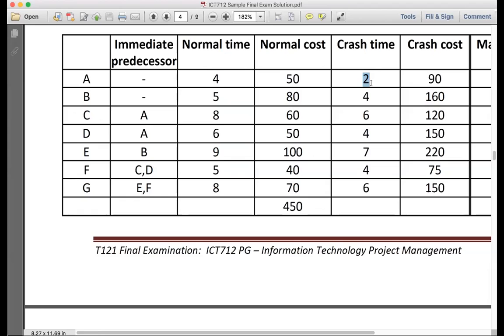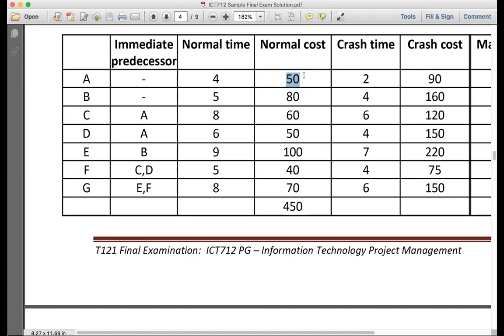Now, to know how much it's going to cost you per period, you're going to have to see what's the normal cost and what's the crash cost. If my crash cost is 90, which is going to cost me more to finish the project earlier, 90 minus 50 equals 40. So for the 2 periods of time that I'm going to crash it, it's going to cost me $40. How much is it going to cost me to crash each period?